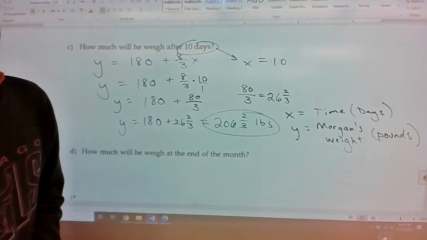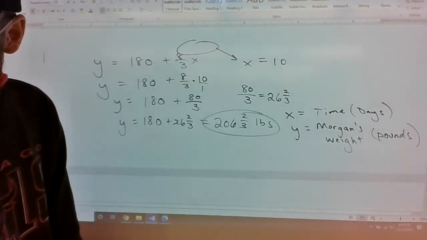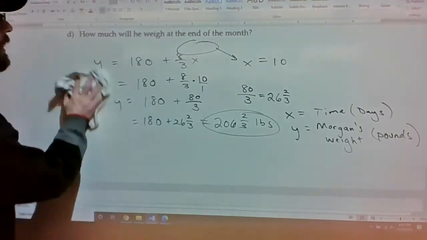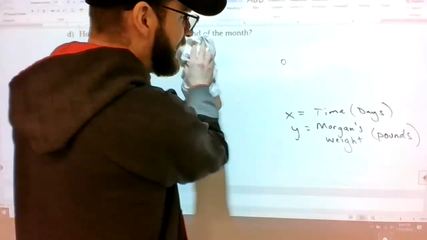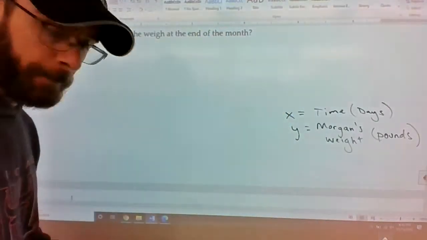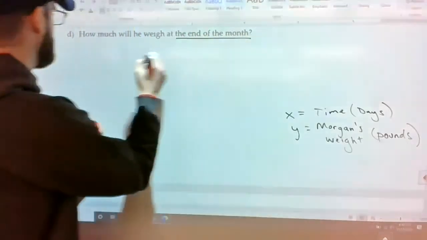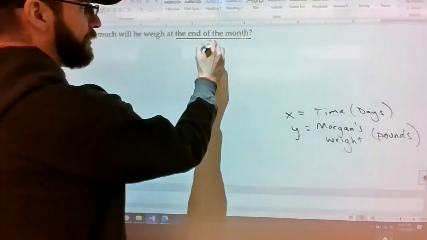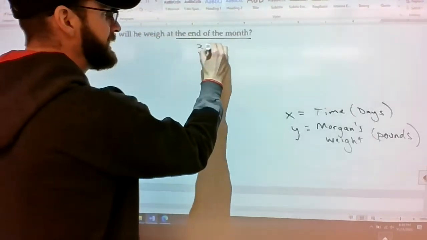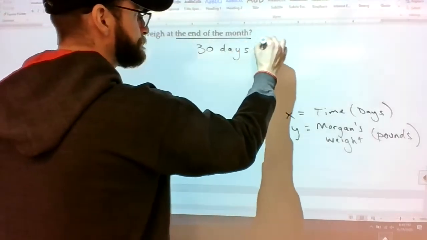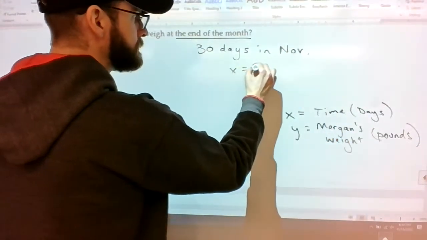How much will he weigh at the end of the month? So oftentimes I'll ask you a question where I'm not even giving you a numerical amount. All right, it's just saying, how much will he weigh at the end of the month? Can we quantify that with a number? What's the end of the month? Well, it said it's November, right? He's starting this in November. There are 30 days in November. So we're going to say x equals 30.